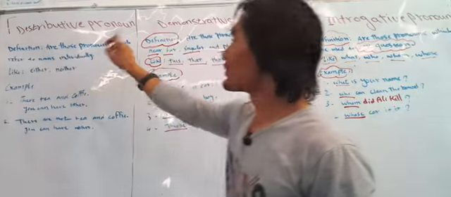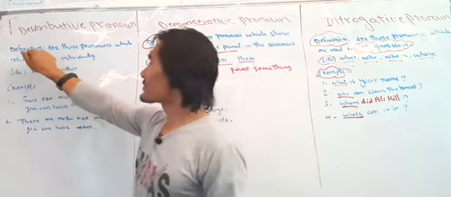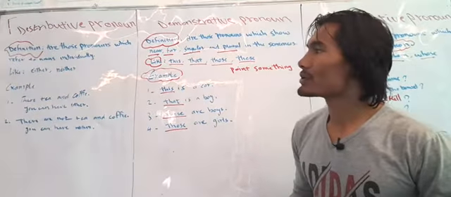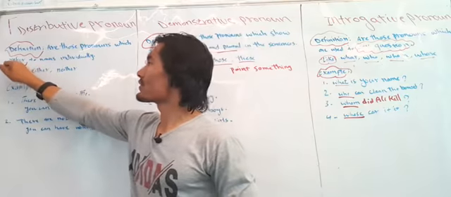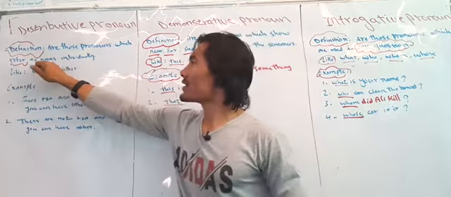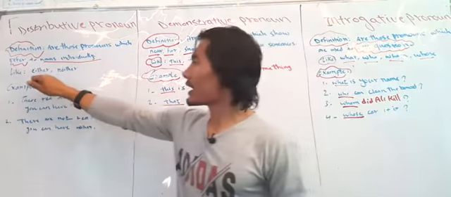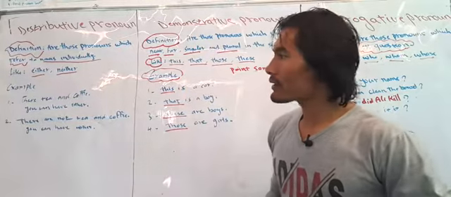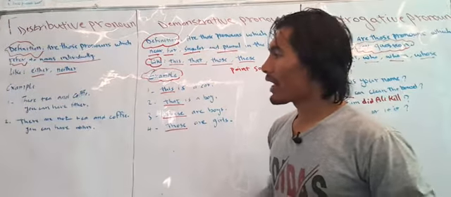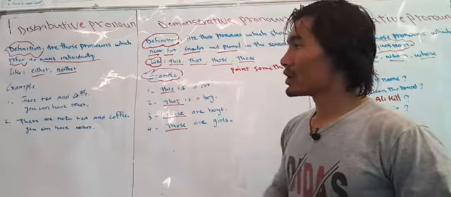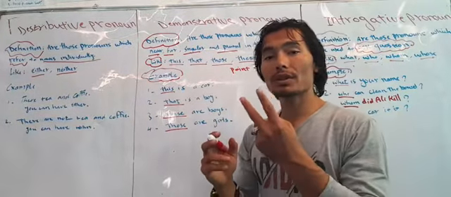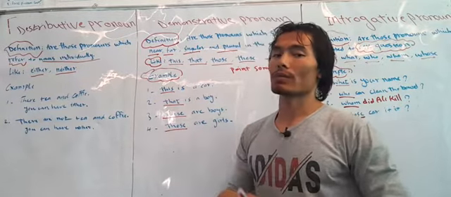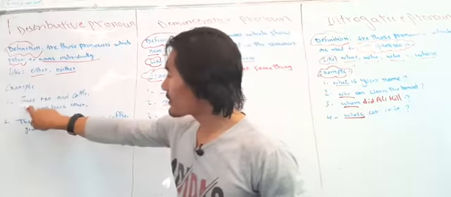Another part, distributive pronoun. Distributive pronouns are those pronouns which refer to nouns individually, okay, like either and neither. Either and neither are distributive pronouns, and these show that you can or cannot select these two options. Okay, this is an example.